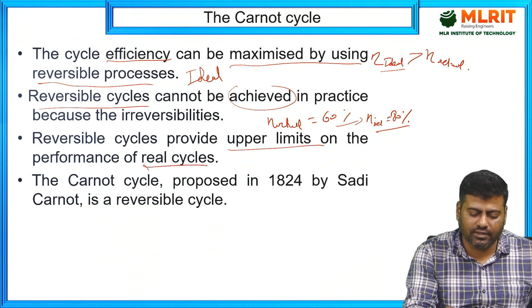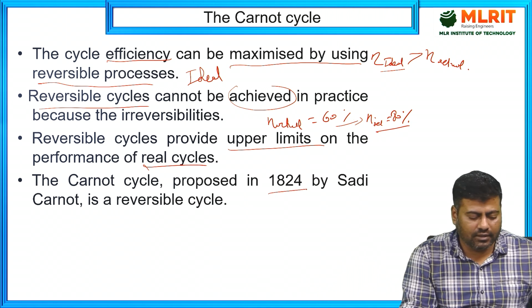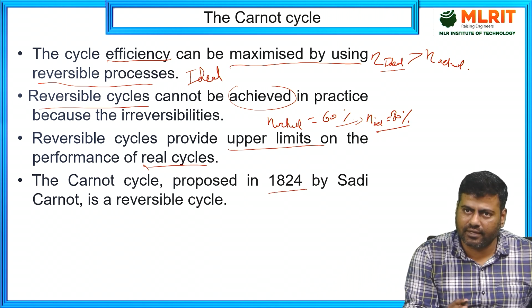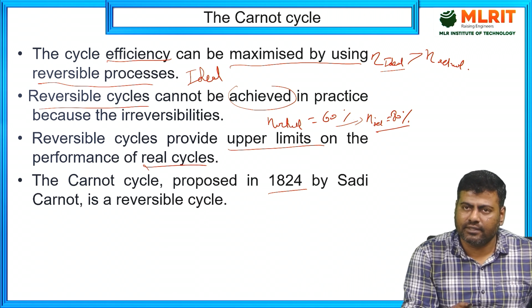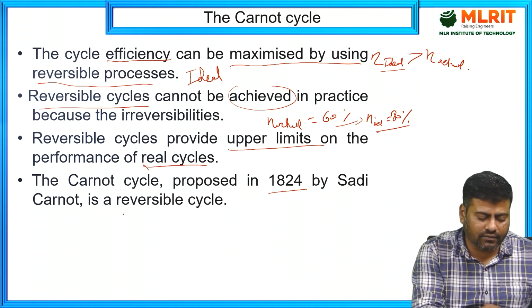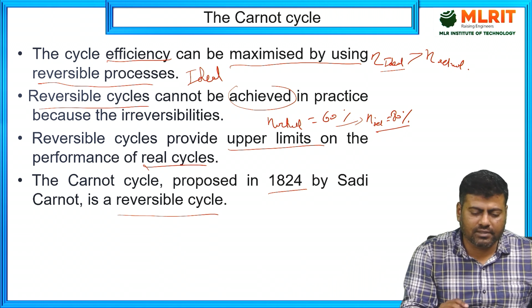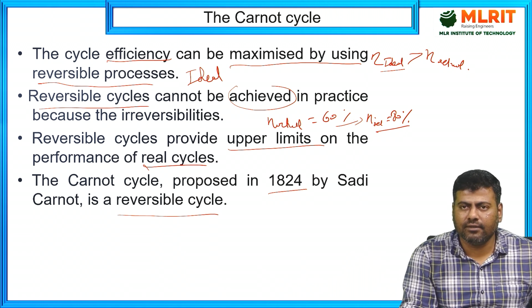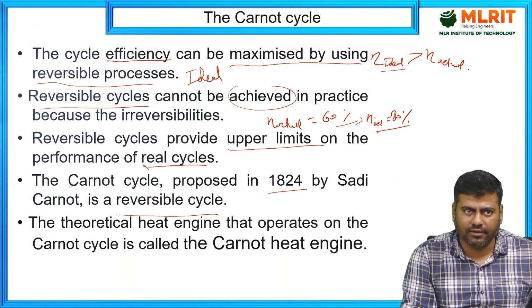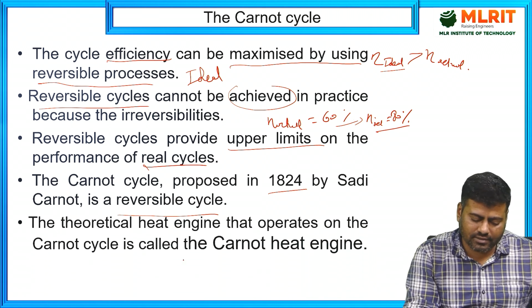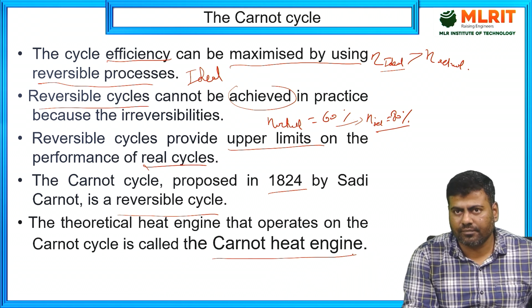So it was proposed in the year 1824 by Sadi Carnot and it is a reversible cycle also. So the Carnot cycle is nothing but an ideal cycle heat engine, right? And it is a reversible heat engine. So like that we can frame it. Wherever reversible, ideal, Carnot is mentioned, that is what we call ideal conditions. See, the theoretical heat engine that operates on the Carnot cycle is called the Carnot heat engine, right?